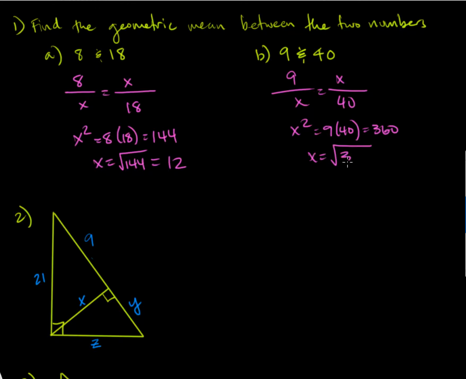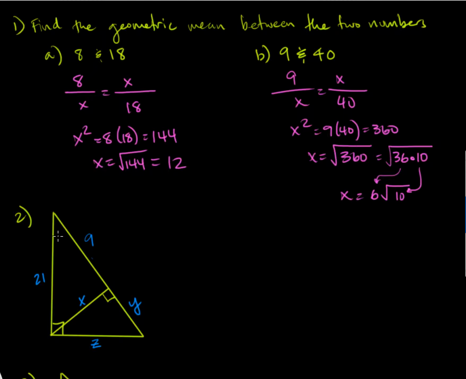And x is the square root of 360. But that does not come out as a whole number like it did over here in part A. So what we're going to do is take the 360 and break it up into a perfect square times something else. And we're going to look for the largest perfect square that we can divide 360 by, which is 36. And so we turn 360 into 36 times 10. Now the square root of 36 is going to come outside the square root as a 6, and this 10 stays underneath the square root as a 10. So x is equal to 6 square root 10.